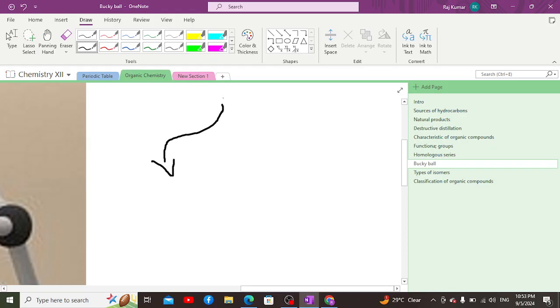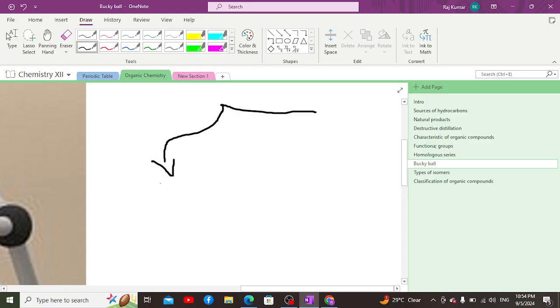Basically, allotropes of carbon are those forms of the same element which exhibit the same chemical properties but have different physical properties, due to the difference in the arrangement of the atoms of that element, as well as the difference in the bonding of the atoms of that element. So if we talk about the allotropic forms of carbon, there are two major allotropic forms of carbon.